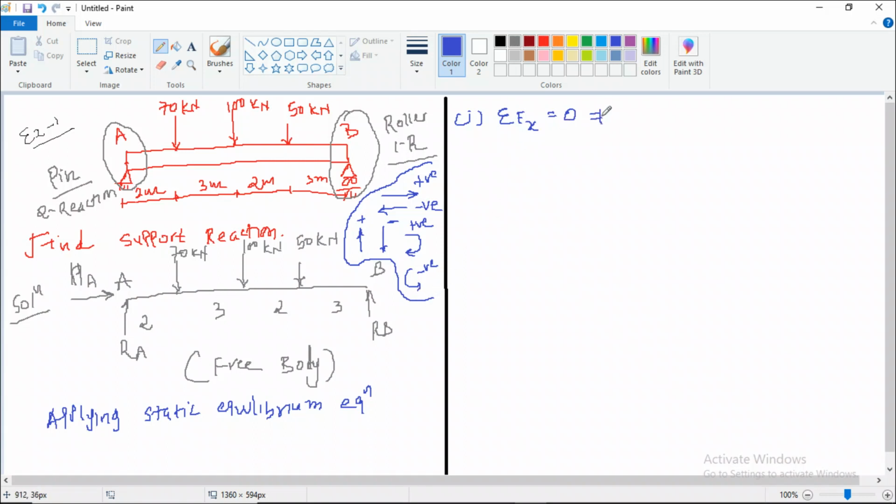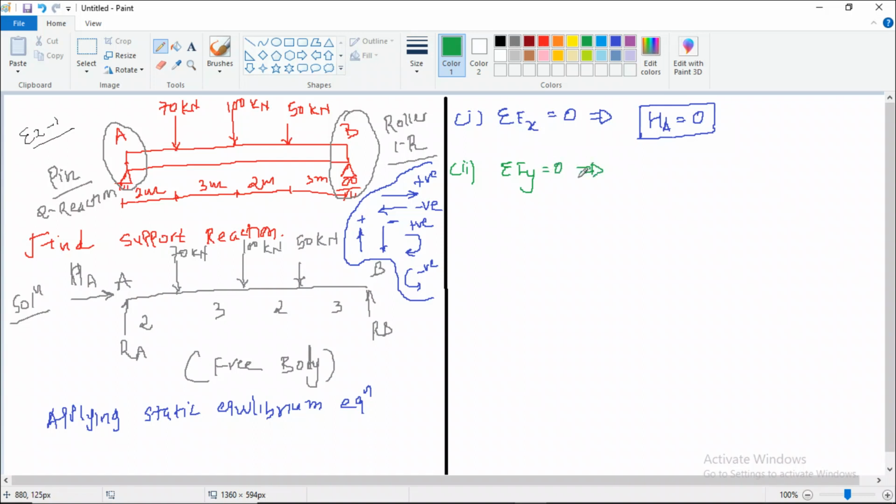So how many horizontal forces do we have? We have HA and there is no other horizontal force, so HA will automatically be 0. So the first reaction that is known to us, that is the horizontal force, is 0. Then the second condition we will apply, summation of Fy is equal to 0.